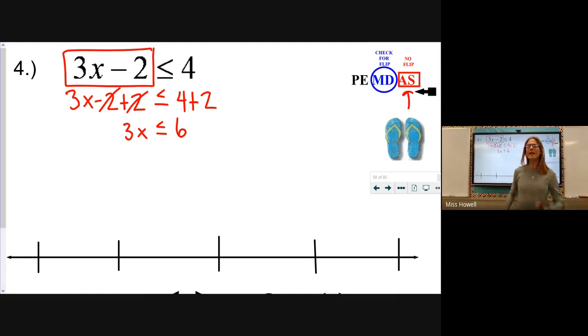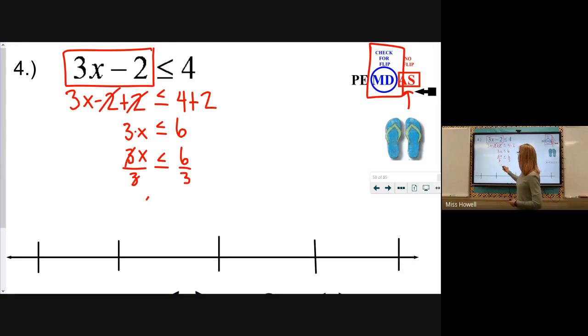All right, our very next step is going to be this multiply divide step where I have to check to see on that step is my sign going to flip or not flip. So this is a multiply right now. We have 3 times x, which means we need to divide. And more importantly, in this case, we have to divide by positive 3. Since this 3 right here that I'm writing is a positive, this does not flip. It stays as less than or equal to. I bring down our 6, divide by 3. Cancel on the one side, get x is every number less than or equal to 2.